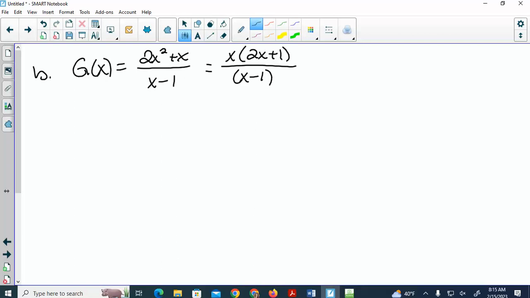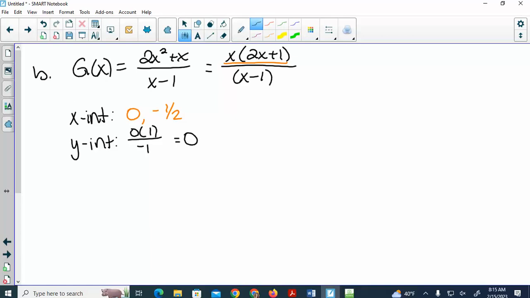Okay, part B, I'm going to say find the x and y intercepts. X-intercept, how do we find it? What makes the top 0? It's when y equals 0, which is essentially just what makes the top 0. So what would that be? 0 and negative half. How do you find a y-intercept? Plug 0 in for everything. It doesn't matter if you use the original or the factored. If I put in 0 for all my x's, I get 0 over negative 1, which is 0.